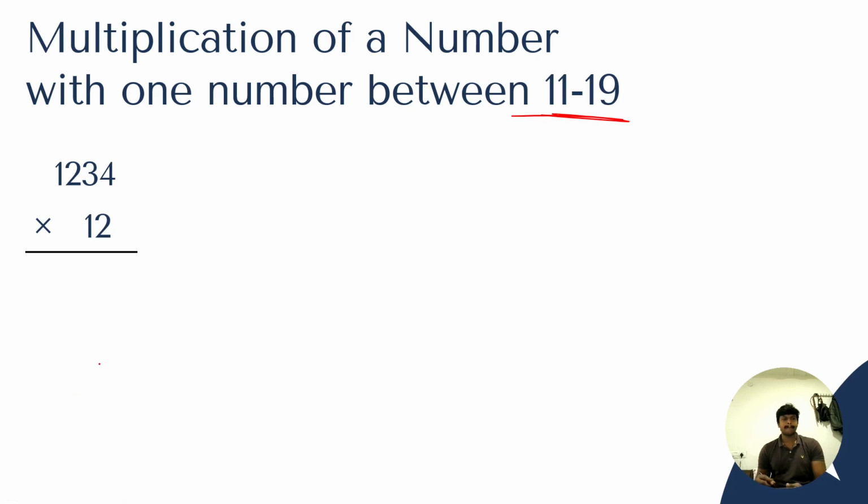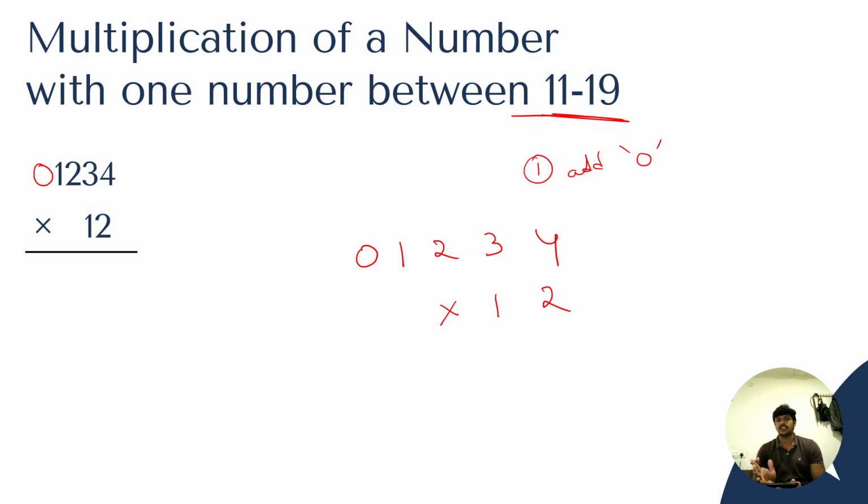So here, the first step, remember, don't forget this. Add a 0 at the starting. Like if it is 1, 2, 3, 4 into 12, you have to add here 0, 1, 2, 3, 4. As simple as that. So let us take 0, 1, 2, 3, 4. Just to explain to you, I'm writing the numbers somewhat further from each other. So it's going to be easy for you to see what's actually happening there. I am going to multiply this one with 12. Remember, the second number can be anything in between 11 and 19. Then only you can apply this technique.